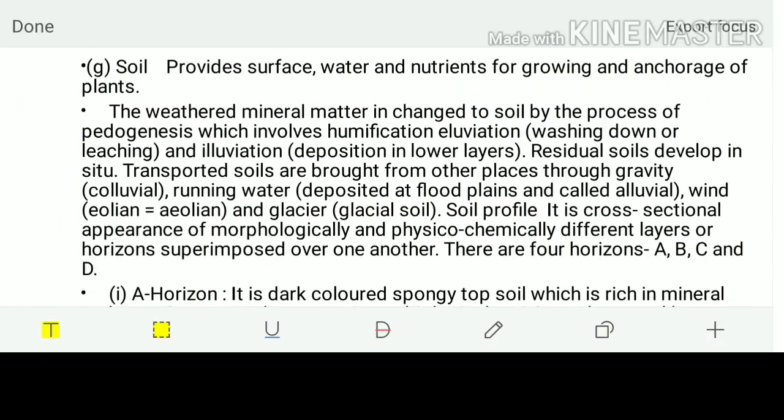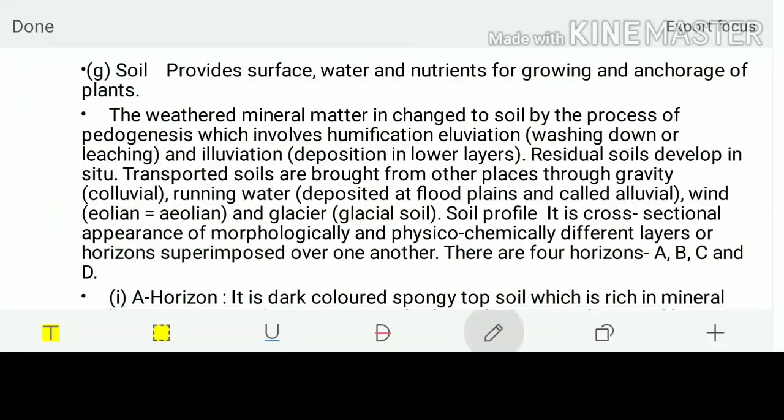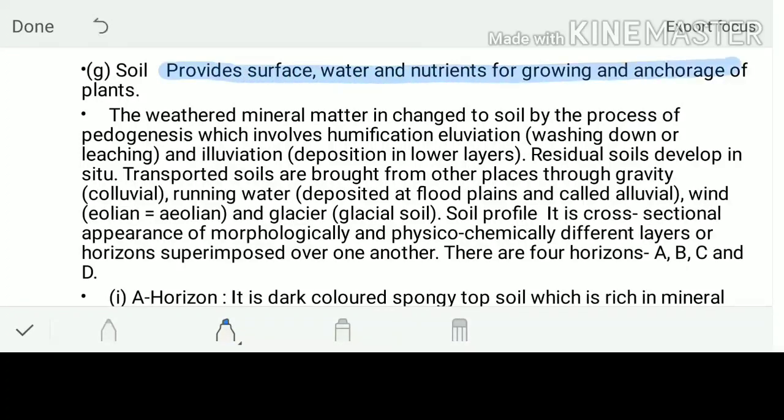I'll be dealing with the last one, I should say, the abiotic factor. It's called the soil, which provides surface, water and the nutrients for the growing and the encouragement of the plants. Basically, there are a lot of different details present in the formation of the soils, but still I'll be just going for the important ones.